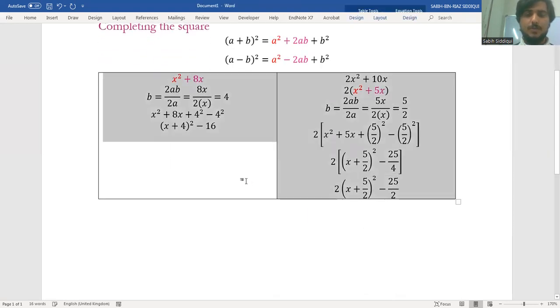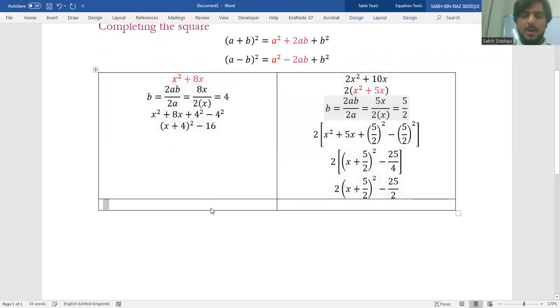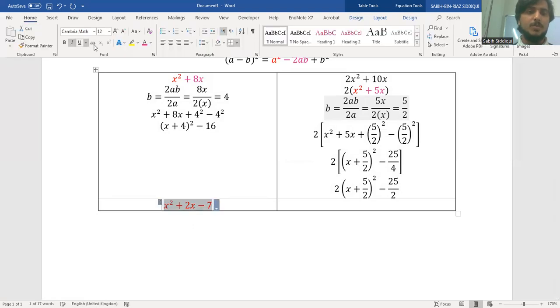Let's go through a few more examples. What if I have x squared plus 2x minus 7? Now what do we do? How do we go about solving this one? Not solving, how do we go about changing the form of this one?